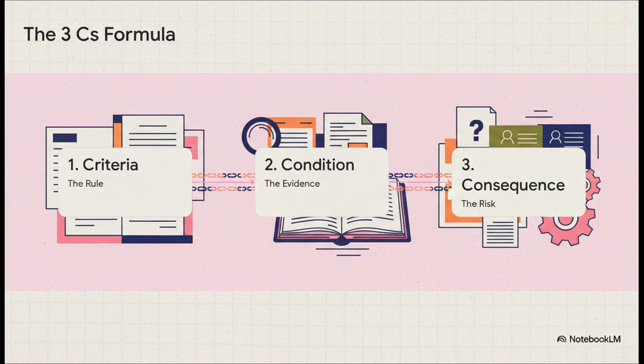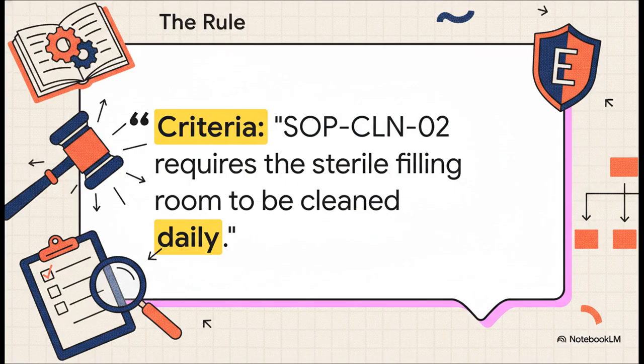And honestly, this is the absolute bedrock of a good audit report. If you use these 3 components for every single one of your findings, you build a case that is logical, evidence-based, and pretty much impossible to argue with. Let's build one out, starting with criteria. This is just the rule.